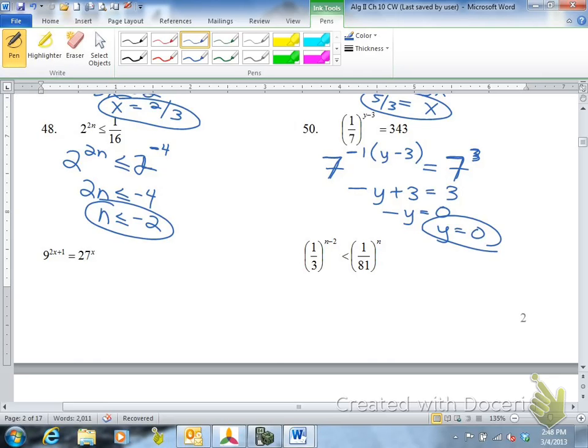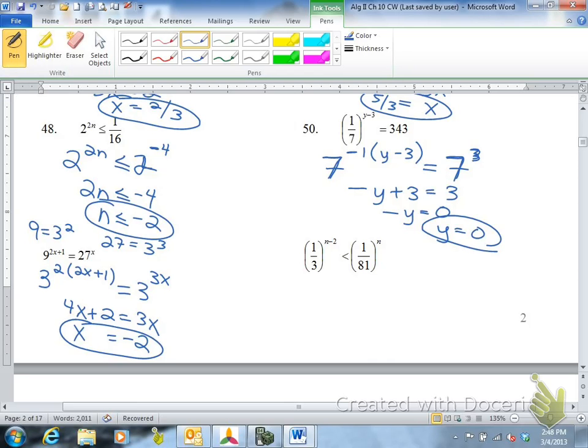Why don't you pause the video and see if you can answer the next question, and you have to change both sides. We have 9 is 3 squared, so we'll substitute 3 squared in, and 27 is 3 cubed, so we substitute 3 cubed in. So we have 4x plus 2 equals 3x, and you can subtract 3x from both sides, subtract 2 from both sides, so you get x equals negative 2.